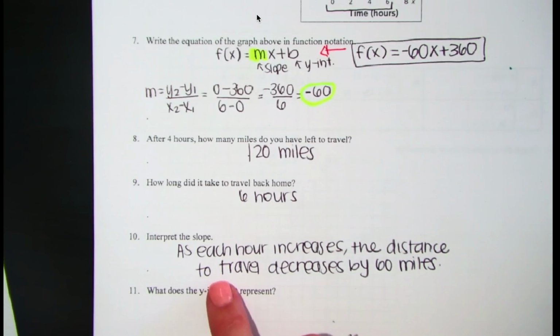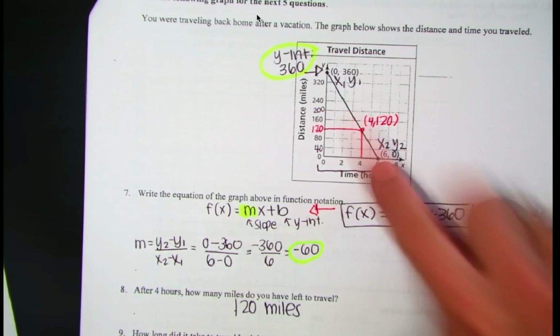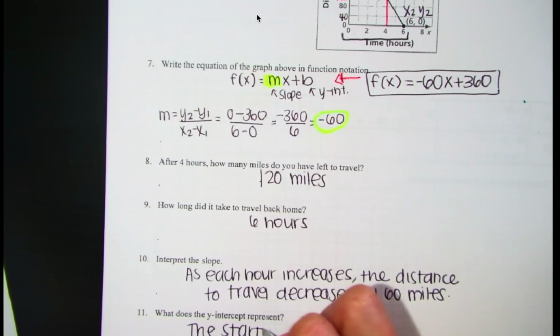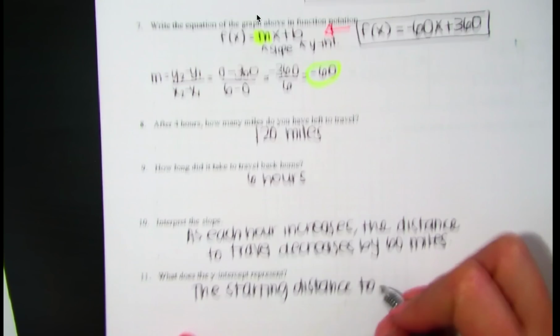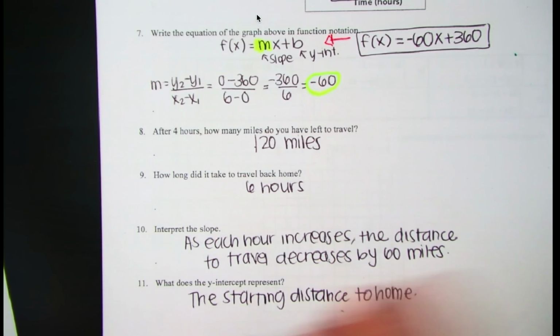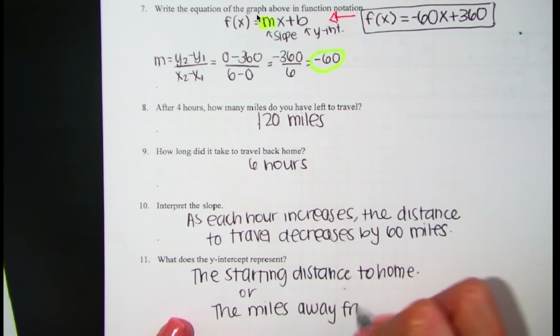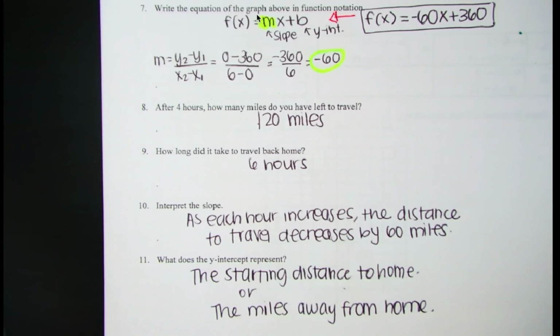And then what does the y-intercept represent? The y-intercept here represents the starting distance to home, so where we started. So we can write that down, the starting distance to home. Or you can say the miles away from home you are on vacation. So either one of those would be a good interpretation of the y-intercept.